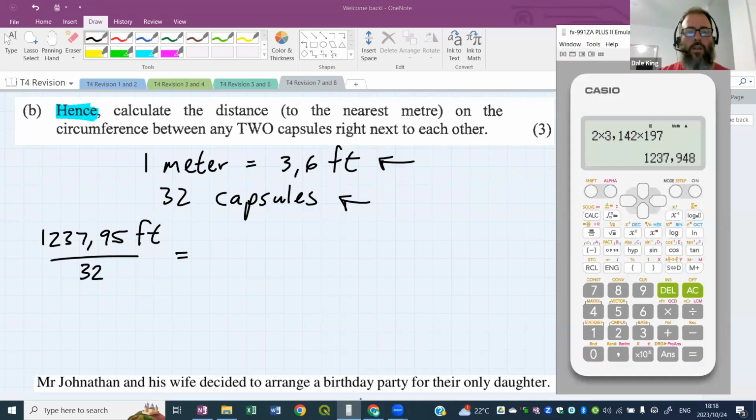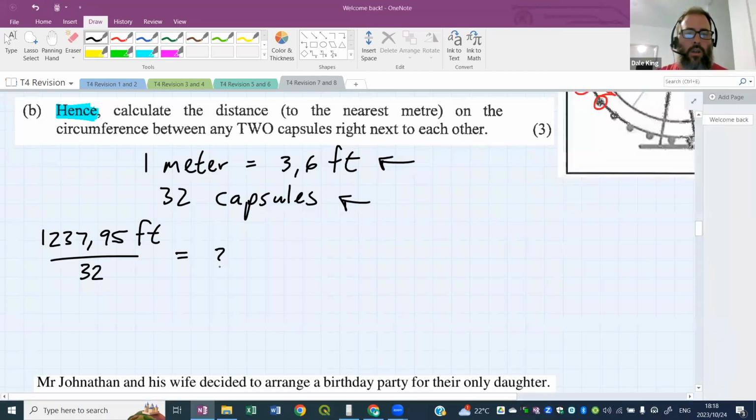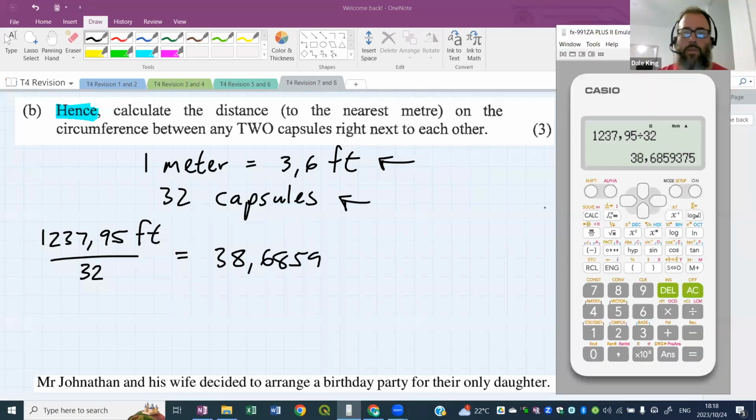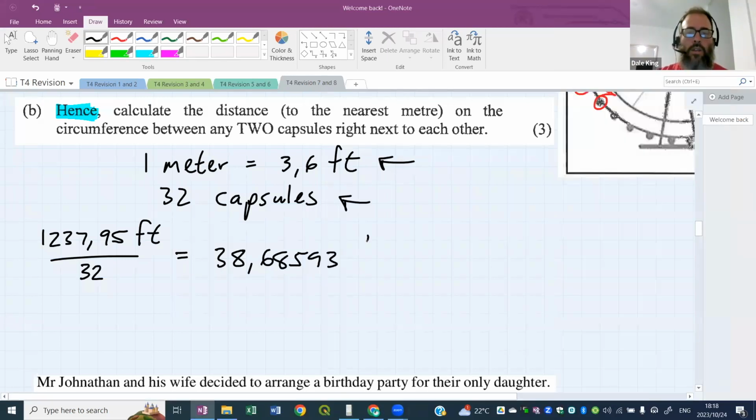So this will give us a distance between each one. So 1,237.95 divided by 32. And this is going to give us 38,6859. Let me write one more decimal. You guys like 5 decimal places. Let's put another one there. That's 38,68593 feet between each capsule.